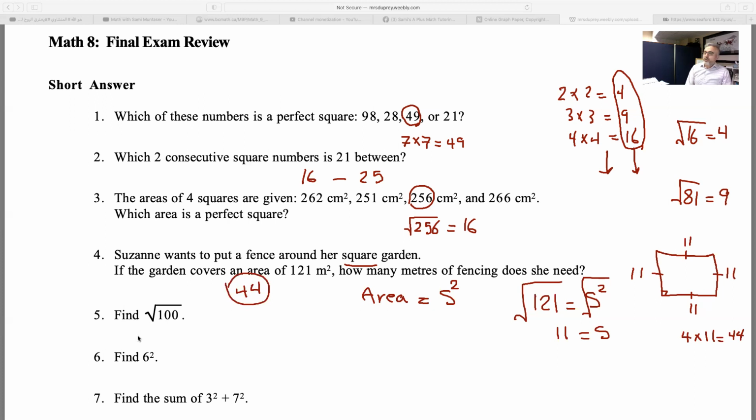Find the square root of 100. What it's asking you is, which number when you multiply it by itself gives you 100? And that is 10.